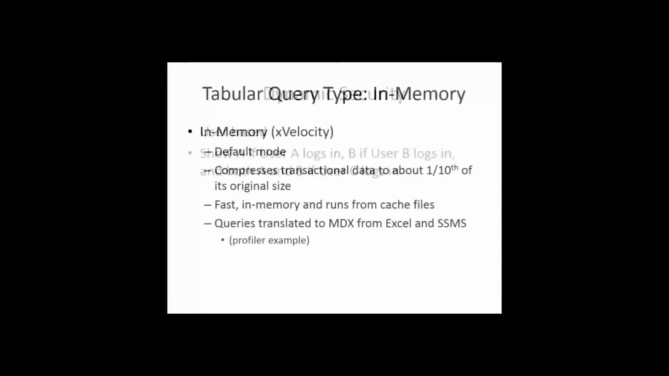All right. So the next thing I want to go over is tabular query types. So tabular databases are very, very different from multidimensional. In multidimensional, it processes, it does its thing behind the scenes, and it's going to create those indexes and create that stuff on disk, and that's it. You didn't really get a lot of choice.